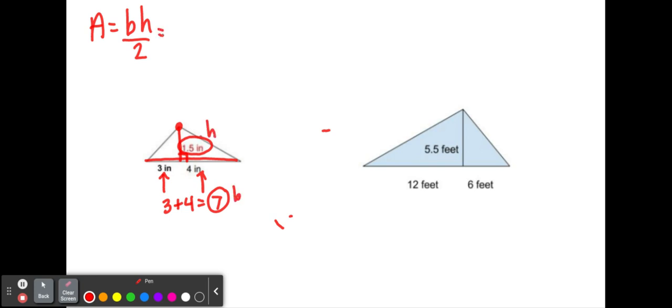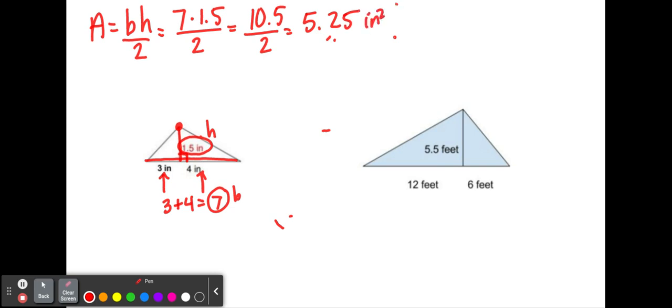So when I plug it into my formula, my base is now 7 because I added the 2 bases together, times 1.5. And then I need to remember to divide it by 2. So I'm going to plug this into my calculator. And I end up 7 times 1.5 gives me 10 and 5/10. Divided by 2 gives me 5 and 25/100. And I can put my inches, my square inches on there. Okay, it doesn't always come out perfectly. Sometimes there's a decimal answer.